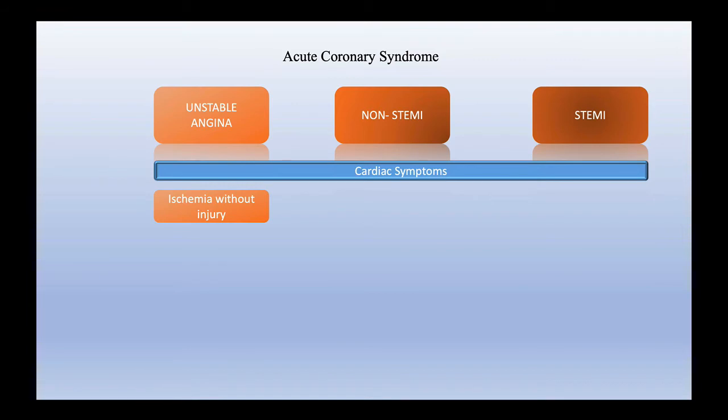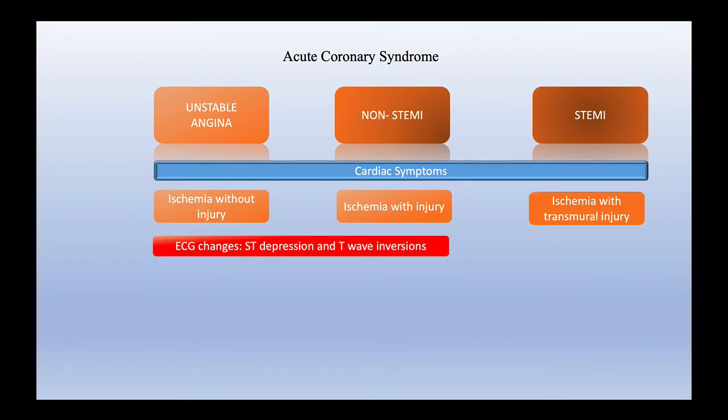Unstable angina is ischemia without injury, whereas non-ST elevation MI is ischemia with injury, and ST elevation MI is your severe form where you have transmural injury. So how do you differentiate it? If you look ECG-wise, both unstable angina and non-STEMIs will have ST depression and T wave inversions. So you'll have significant ST depression and symmetrical T wave inversions, and that would show that this is either an unstable angina or a non-STEMI.